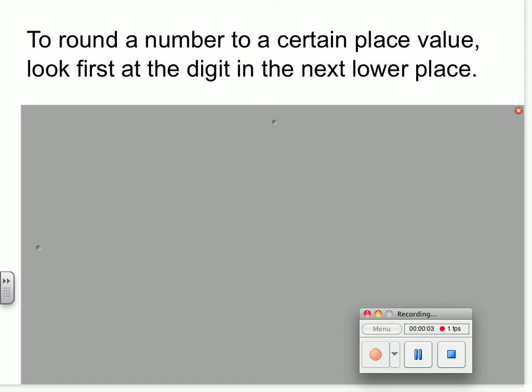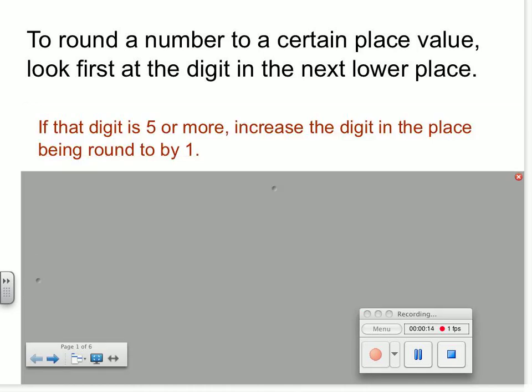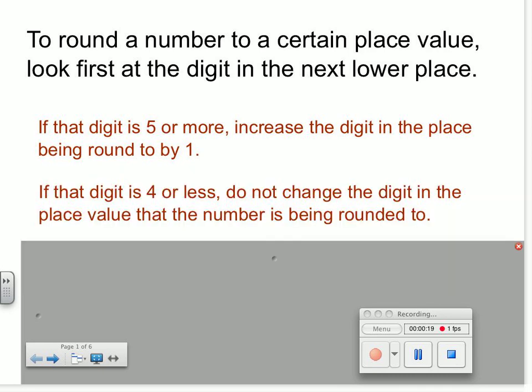Today we're going to look into how to round a decimal to a certain place value. When we're rounding numbers, we know that we want to look first at the digit in the next lower place. If that digit is 5 or more, we increase the digit in the place being rounded to by 1. If that digit is 4 or less, we do not change the digit in the place value that the number is being rounded to. That number would stay the same, and all the following digits would be rounded down.